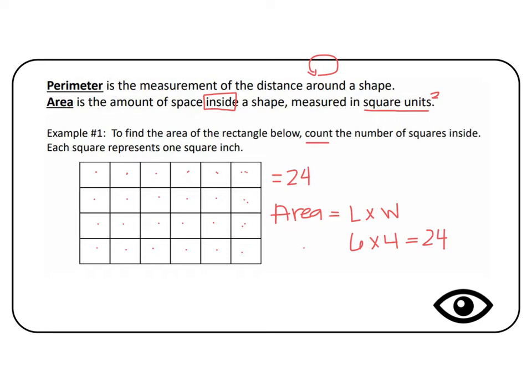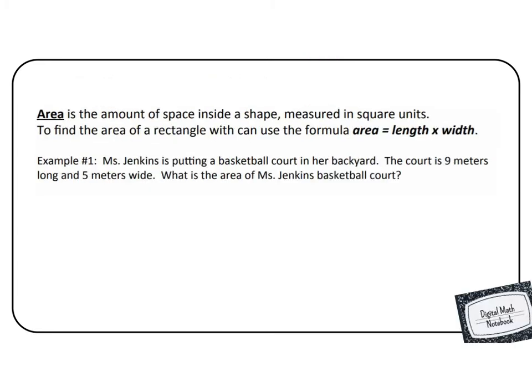Let's try some area problems together. Here is our area formula. Area equals length times width. Let's apply that to our example. Mrs. Jenkins is putting a basketball court in her backyard. The court is 9 meters long and 5 meters wide. What is the area of the court?